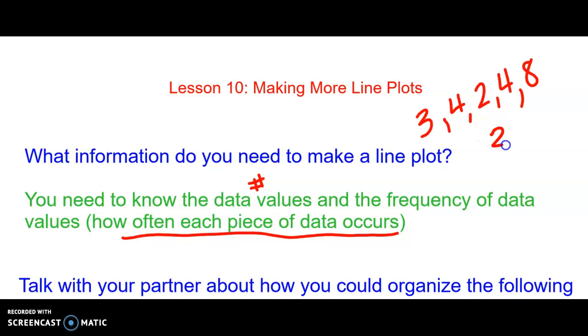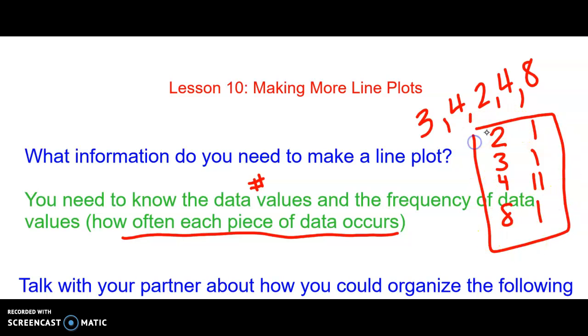So you can see the frequency by creating a little table, and you can be like, oh, this one happened once, this one happened once, this one happened twice. Notice I'm using tallies, and this one happened a second time. So you can make just that quickly, you can make a little frequency table just like that, boom, boom, boom. And then you take that information in order to make your line plot.